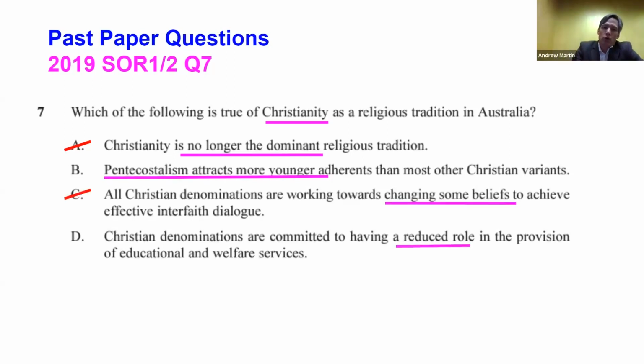So that's not true. Christian denominations are committed to having a reduced role in the provision of educational and welfare services. Again, if you didn't read it carefully, if you didn't pick up that word reduced, then you might get it wrong. It's not true that they want to do less of that, welfare and education. Absolutely not true. So the correct answer there is B, Pentecostalism attracting more younger adherents. That's a pretty tough question, I think, if you don't read it properly.